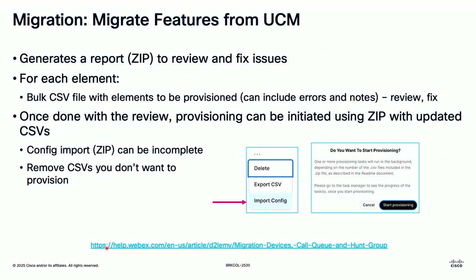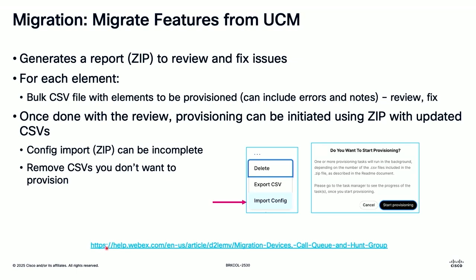This tool generates a zip file. When you start it, you can unzip this thing. In there, you find a bunch of files for each aspect of this migration tool. You can review these files. You can fix the issues listed in there. And then once you're done, you upload this file again, click Start Provisioning, and then the provisioning of call queues, device settings, and hunt groups kicks off.